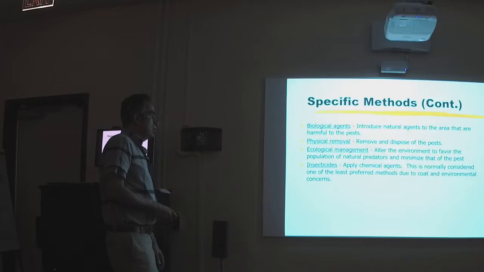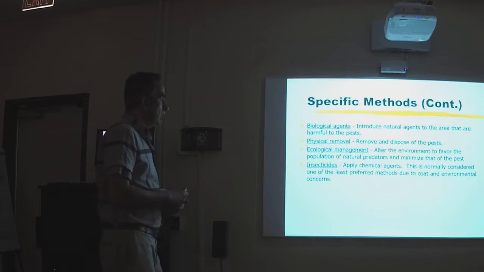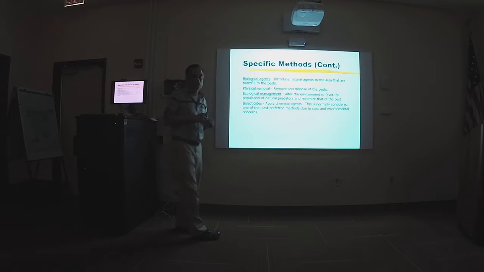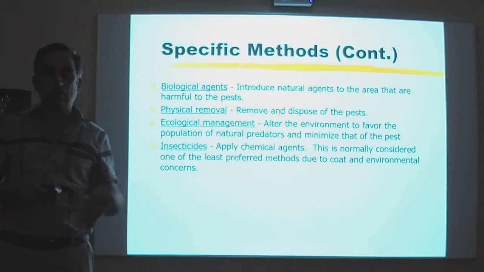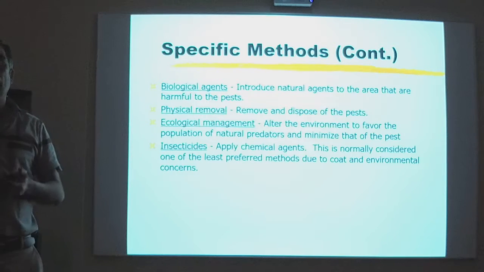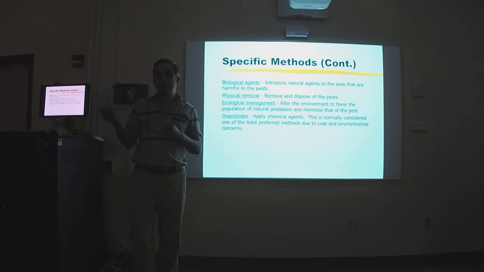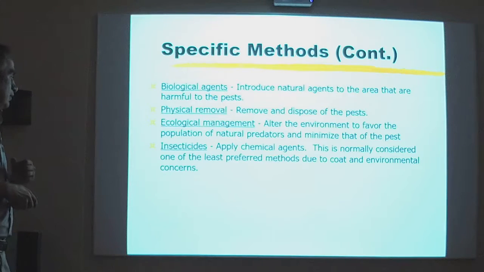So ecological management: alter the environment to favor the population of natural predators and minimize that of pests. So if there are any bushes or anything around your garden where there's shade and moisture, the predator insects are going to hide under it. Remove them, and put in flowers that will attract the good bugs. Insecticide, your last resort.